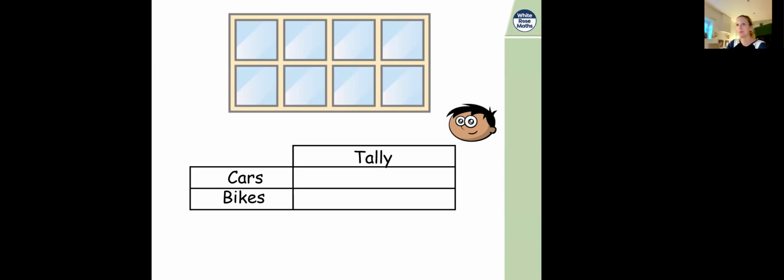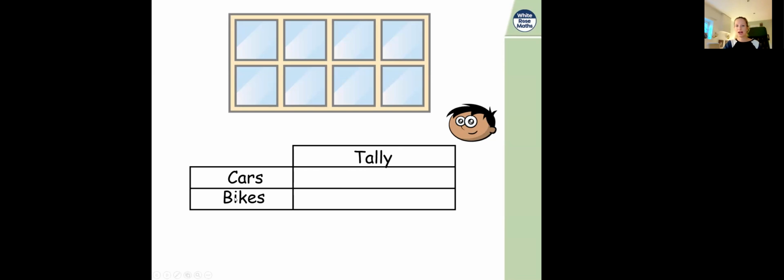Now we've got some blank boxes here. We've got tally written at the top there, and underneath that, in those columns, that's where we're doing the tallying. That's where we're making the marks. And to the side in the rows, we've got cars written here to the left, and under that is bikes.